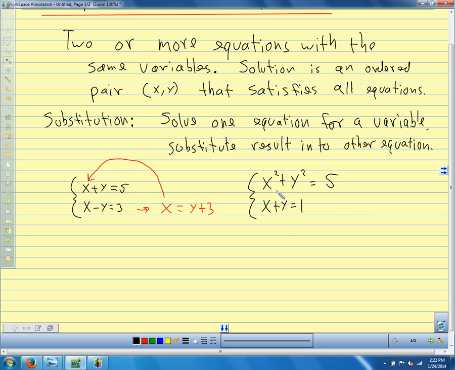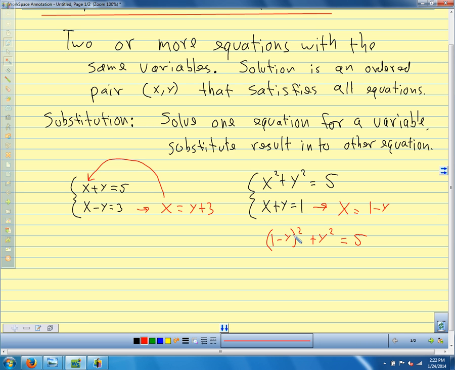So that's what this is. But we can use substitution here. So I can solve this one for either x or y. So I could say x equals 1 minus y. I substitute that into the other equation. I get (1 minus y) squared plus y squared equals 5. We know how to solve these kinds of equations. I would FOIL this out. I would get something y squared plus something y plus some other number equals 5.